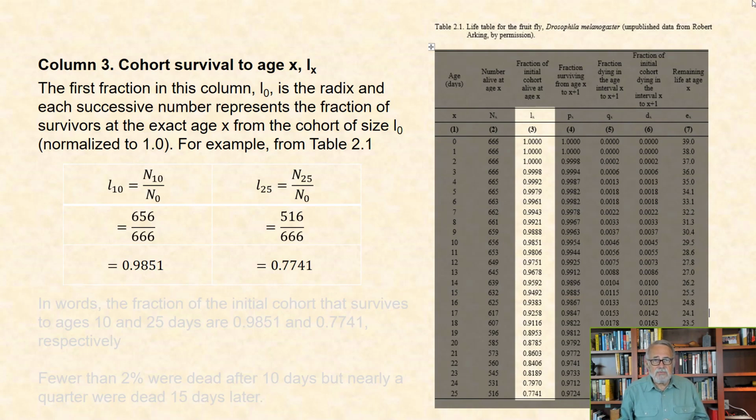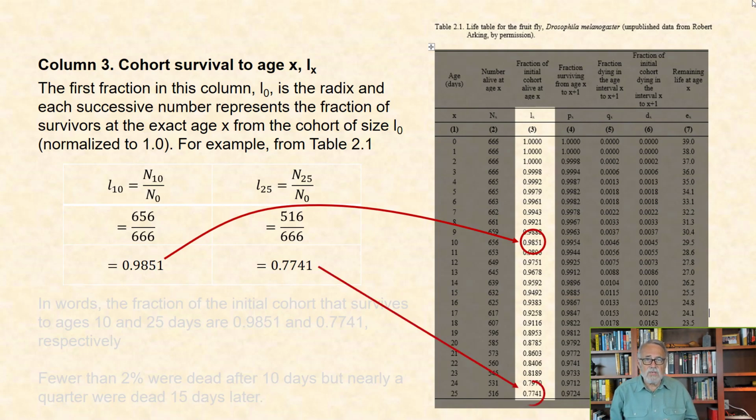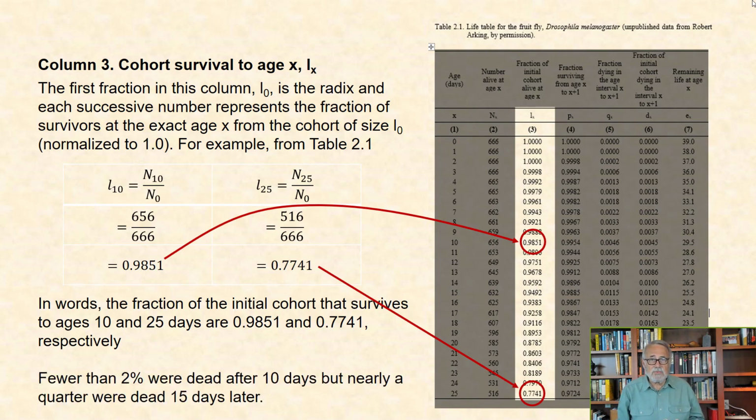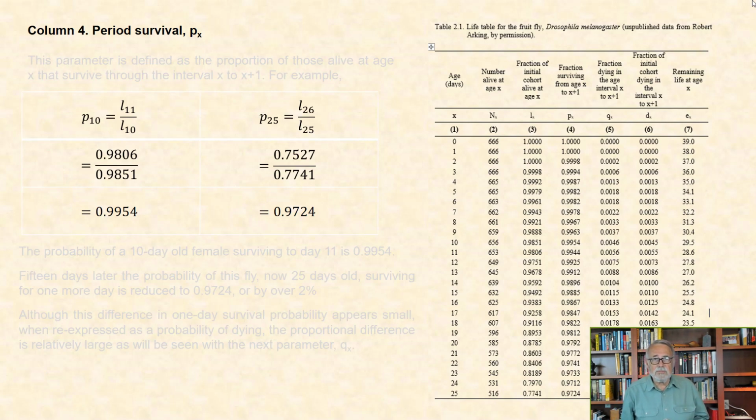Likewise, L25 is computed as 516 individuals out of 666 survived to age 25, or 0.7741. In words, the fraction of the initial cohort that survives to age 10 and 25 days are 0.9851 and 0.7741 respectively. Fewer than 2% were dead after 10 days, but nearly a quarter were dead after 25 days. Column 4, Period Survival PX.